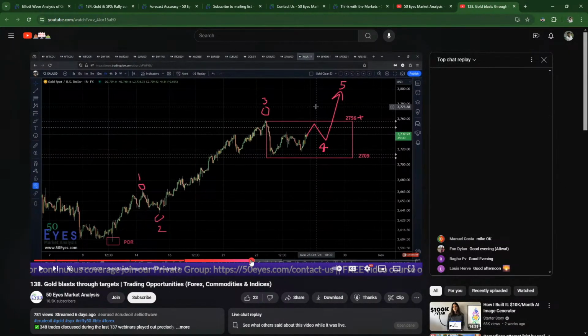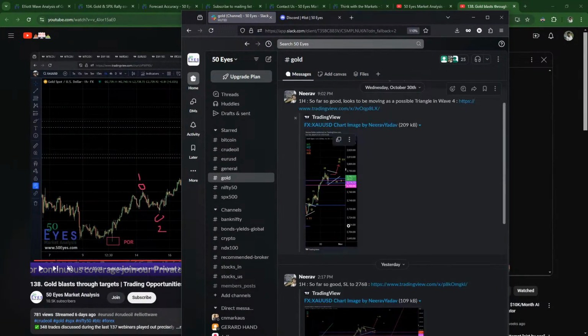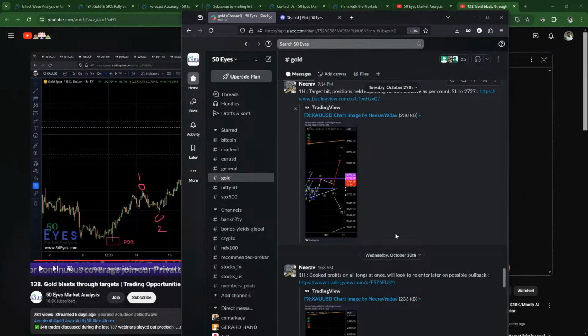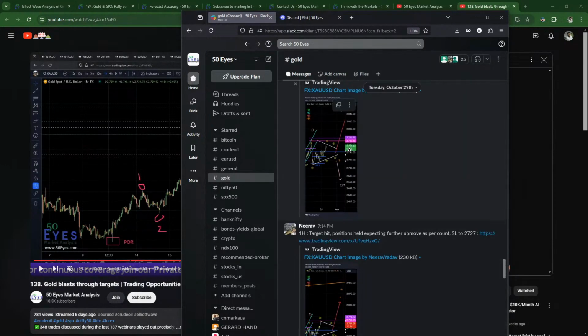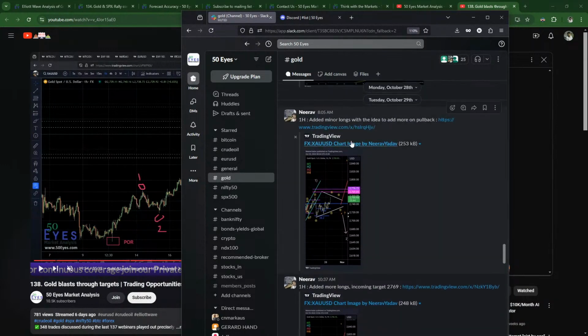So here is the chart of gold from our last webinar. Let's see what I was saying. So we seem to be having the setup that wave 4 is under continuation, and the long setup was 2756 plus, that is looking for longs above 2756 was the main setup. As a matter of fact, we had trades placed on this counter. One was in profit, one was in loss. I think, let's see, booked profits on longs, target hit. What was the entry? Let's see, added more longs for target 2769. Yeah, so there it is.